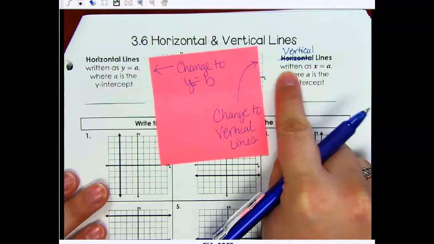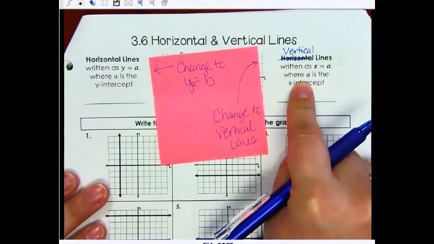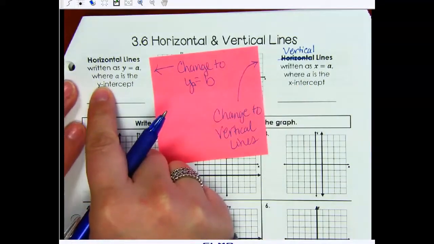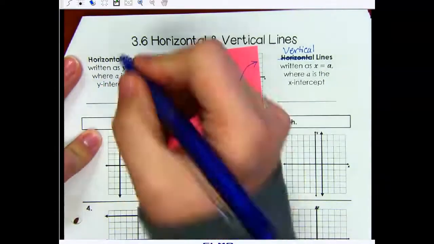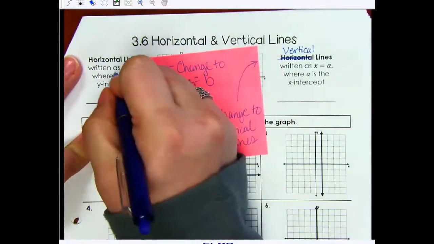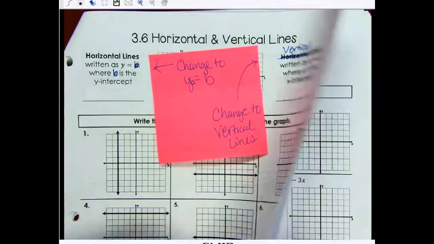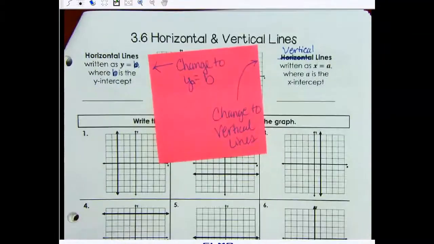Vertical lines are written as x equals a, where a is the x-intercept. However, horizontal lines are written as y equals b, where b is the y-intercept. As we learned, well, maybe we haven't learned yet, it's going to be in the next video, the first video of 2021. But you guys have talked about slope-intercept form before. It's y equals mx plus b, and b is the y-intercept. So just a couple of little mistakes there.